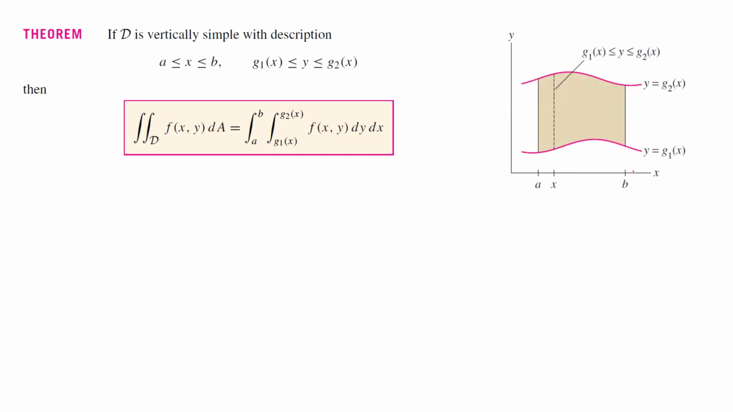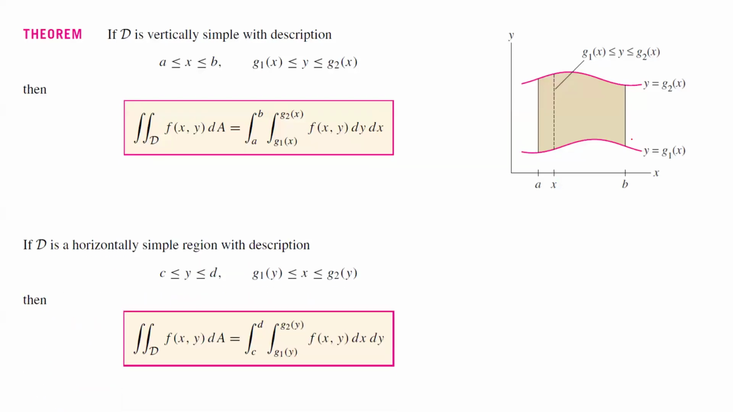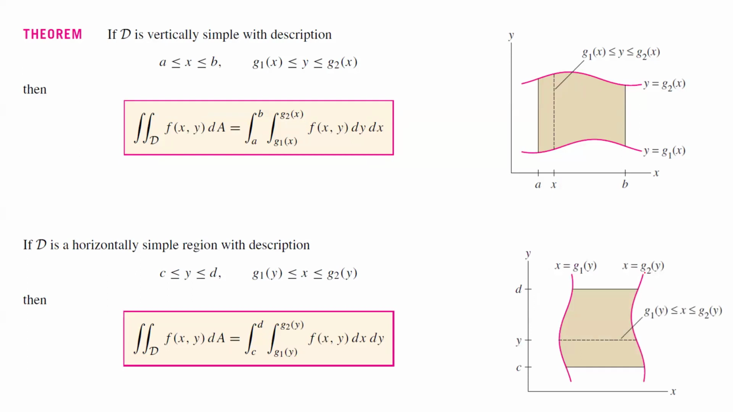If our x is bounded between two fixed values, the outer integral is going to be with respect to x, and your inner integral is with respect to y. Why? Because y is changing between two functions. And if your y is bounded between two fixed values, c and d, it acts as the outer integral, and your inner integral is with respect to x because x is changing between two curves.